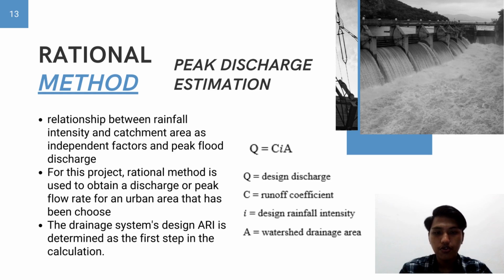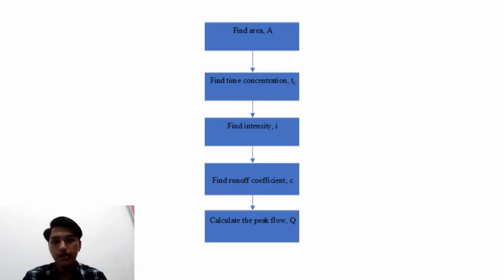The formula is Q equal to CIA, where Q is the design discharge, C is the runoff coefficient, I is the design rainfall intensity, and A is the watershed drainage area. This is the flow of steps in using the rational method. After we determine the design ARI, we find the area. Next, we find the time of concentration, and after that, we find the intensity. Next, we find the runoff coefficient, and after that, we calculate the peak flow.